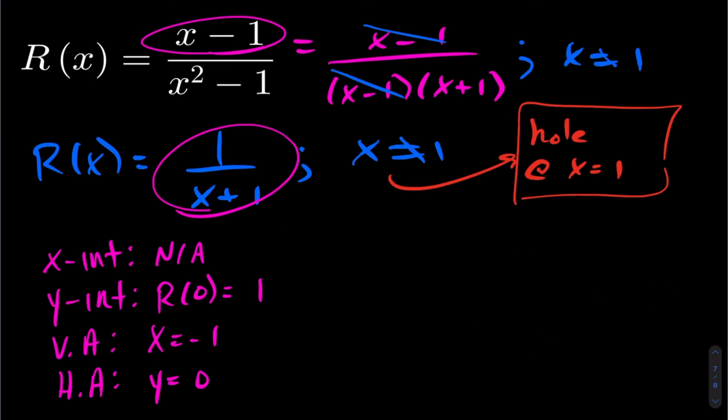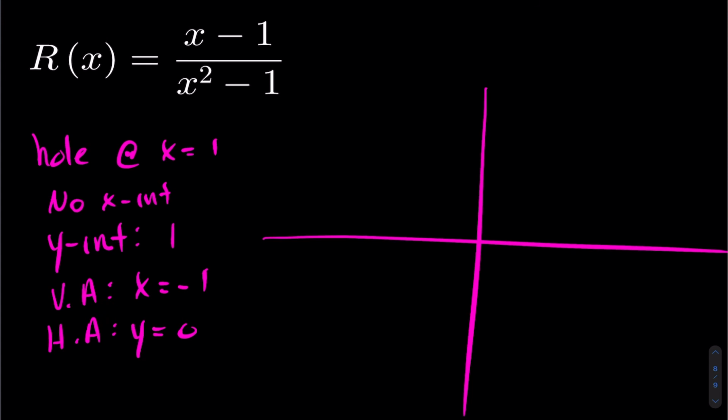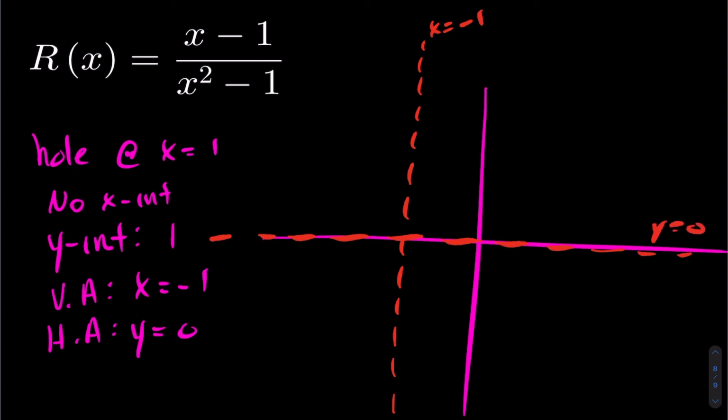Let's put this all together and graph our function. The first thing I would do is graph my vertical asymptote. I have a vertical asymptote at minus 1. Let's go ahead and plot that. I also have no x-intercept, but I do have a horizontal asymptote at 0. Let's plot that. I have a y-intercept at 1, so somewhere about here we have our y-intercept.